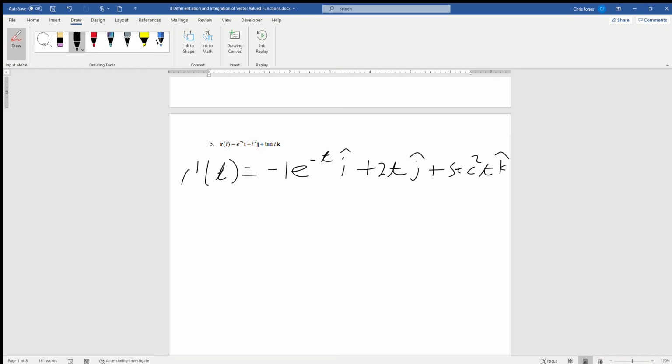So the question is, where is r prime of t continuous to make it smooth? And are there any cusps or nodes? Well, it doesn't look like there's any number that we could plug in to get 0 for all of these, so there are not going to be any cusps or nodes. The -1 e to the minus t is continuous everywhere, so we don't even have to worry about that, because the domain of that is all real numbers. The domain of 2t is all real numbers, but the secant squared is a problem.